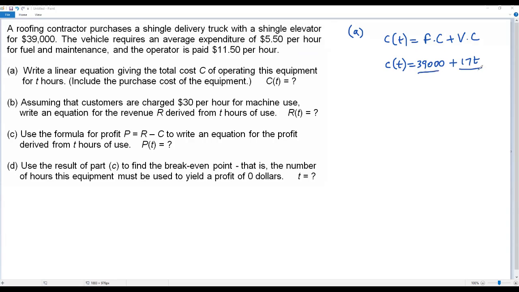So this is the fixed cost and this is the variable cost for T hours. So this linear equation gives the total cost C of operating this equipment. Okay, now we have finished answering part A. Okay, now let's answer part B.